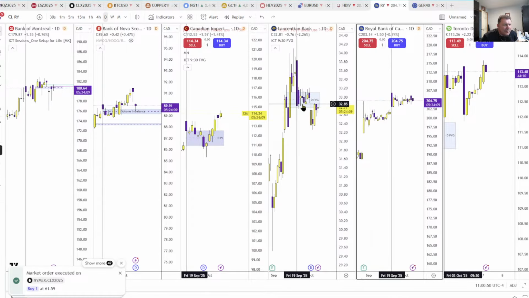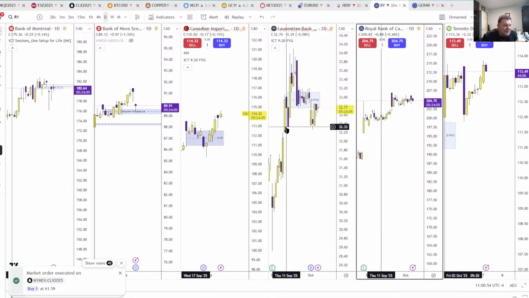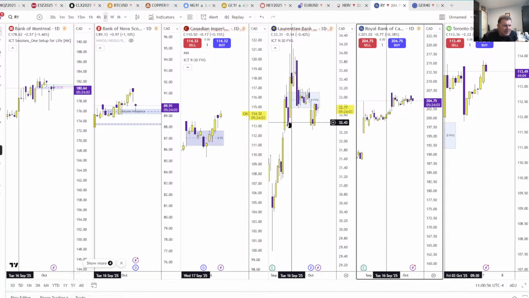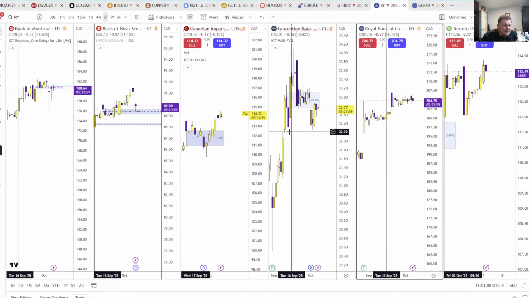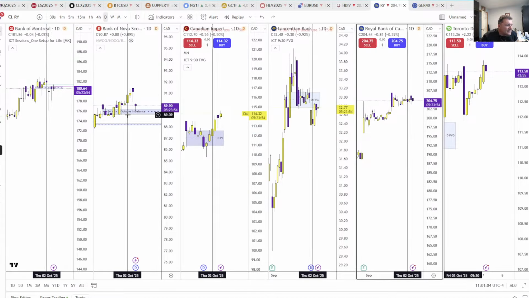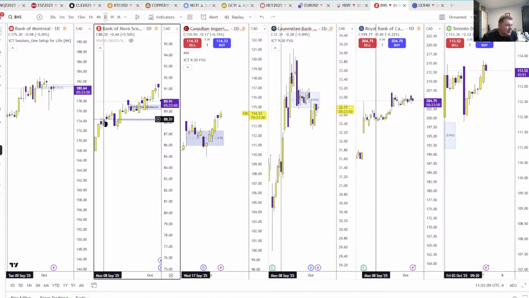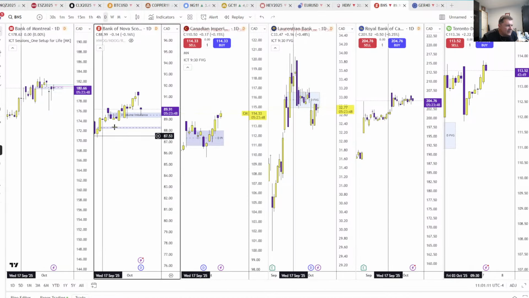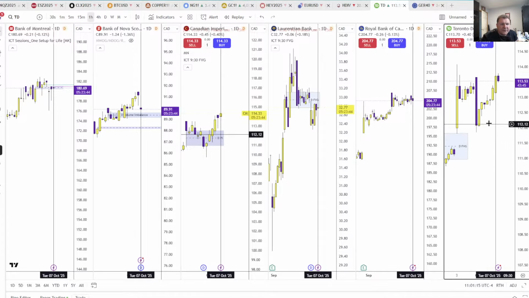Laurentian Bank is still bouncing off of that change in direction, and you do not want to see a body get below here. Gary, if you're watching, you don't want to see a body get below that. Bank of Nova Scotia, you don't want to see a body break below here. So you still got a ways to go yet. Toronto Dominion.